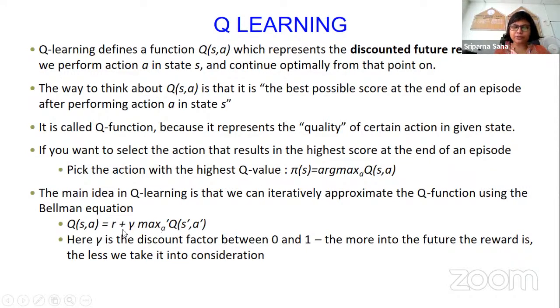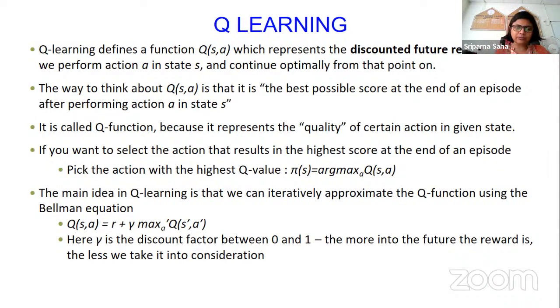So suppose the current state is S and the current action is A, and the immediate reward is R. After taking the action A, the MDP will move to the state S dash. From S dash, we again have to find the optimal action which will maximize the Q value. So this portion, Q(S dash, A dash) maximized over A dash, will give us the maximal action A dash, corresponding to which we have the maximum Q value. So this is the future reward.